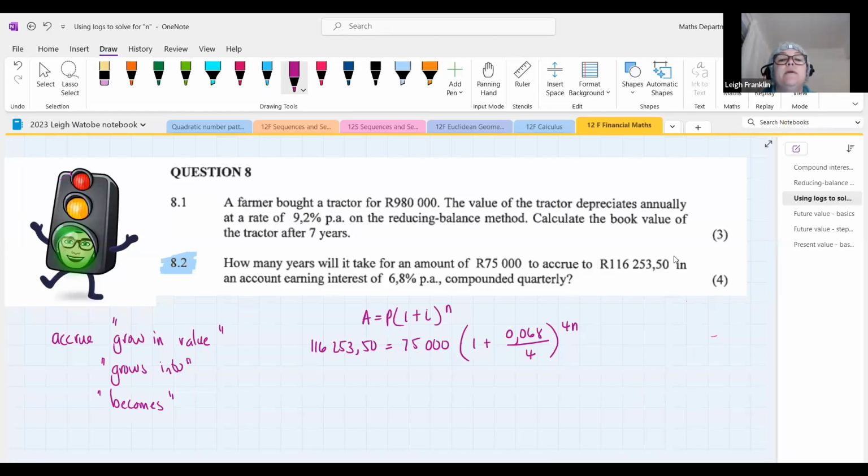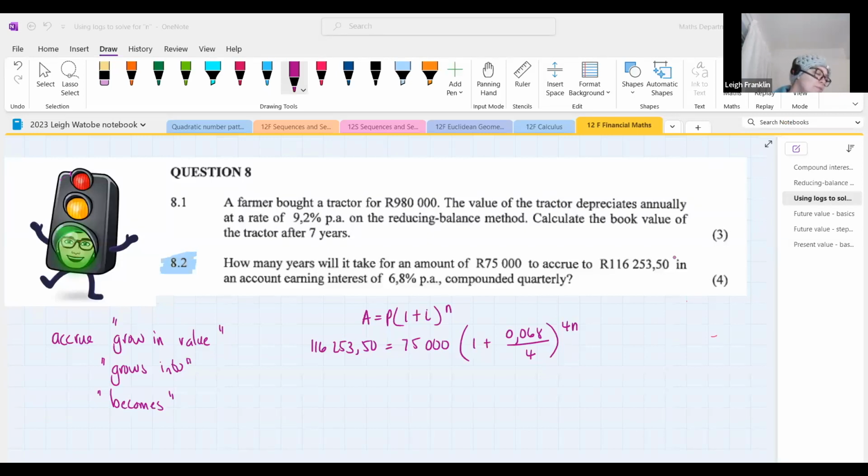Yes, Yamkela. What's your question? Ma'am, when do we use simple interest? Hardly ever. Hardly ever, ever, ever. The only time simple interest really gets used in calculations at high school is when you are doing, what's it called?